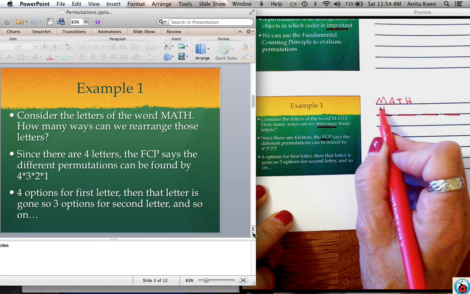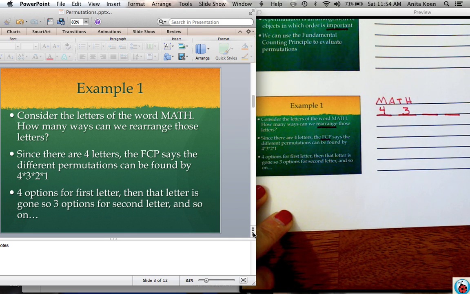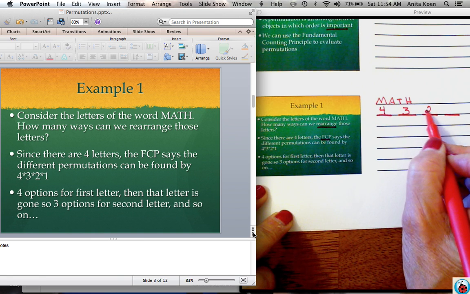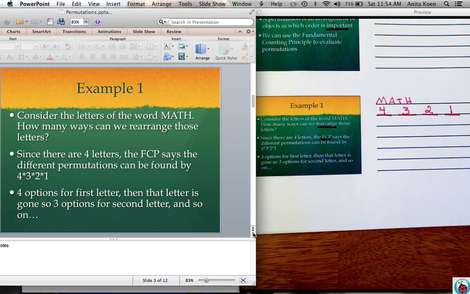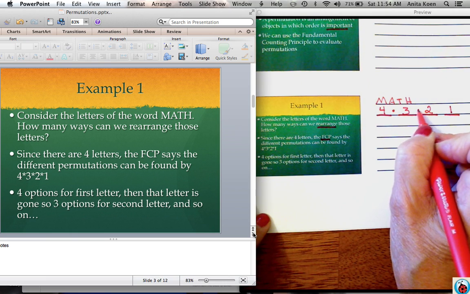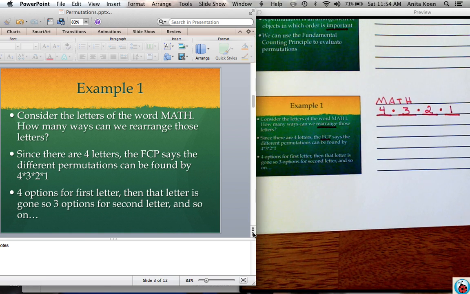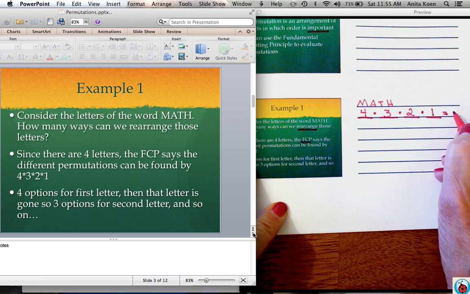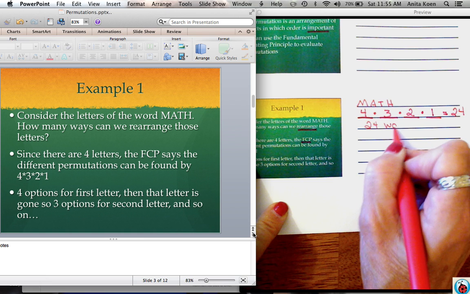Once I pick a letter for the first spot, then there are only 3 options for the second spot. And once I pick a letter for the first and the second spot, then there are only 2 options for the third spot. And then that only leaves 1 option left for the last spot. And then we're going to multiply those together. And when we multiply 4 times 3 times 2 times 1, we get 24. So there are 24 ways to rearrange the word math.